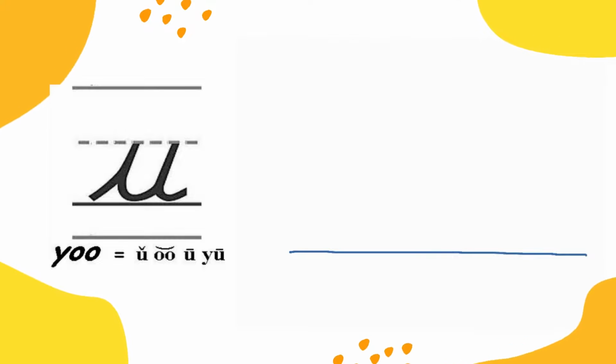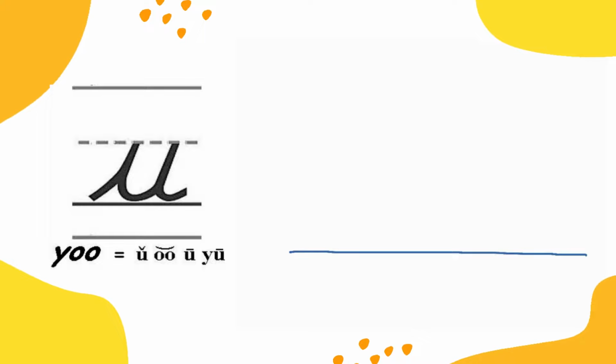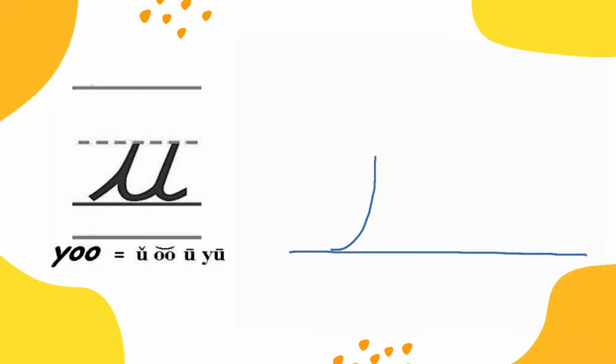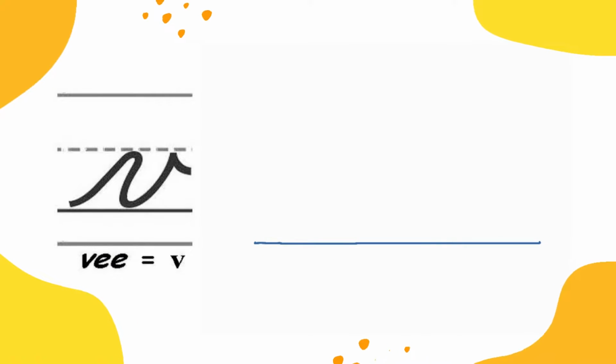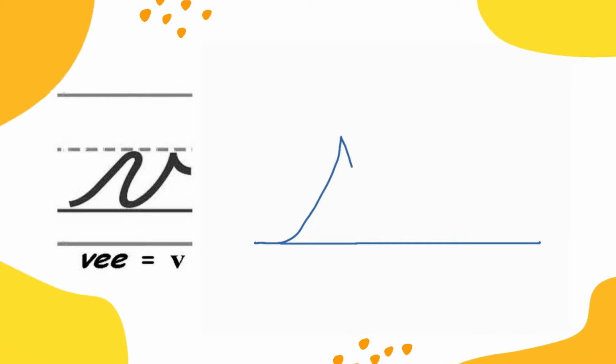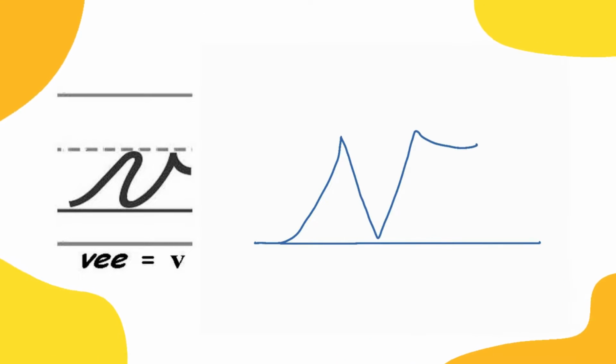Can you draw a U like me? And back down and tail out. Can you draw a V like me? And tail out.